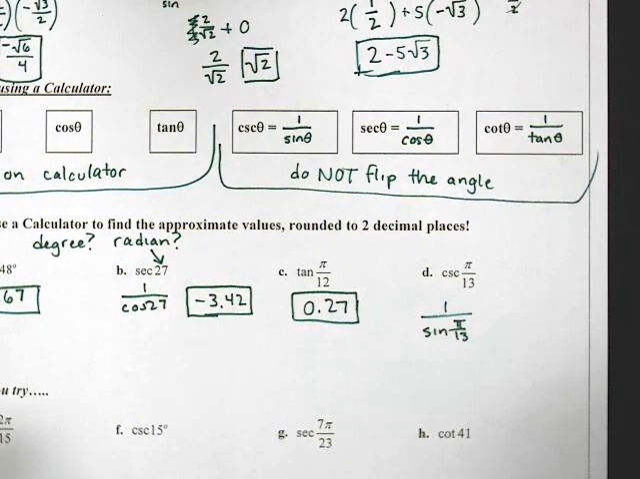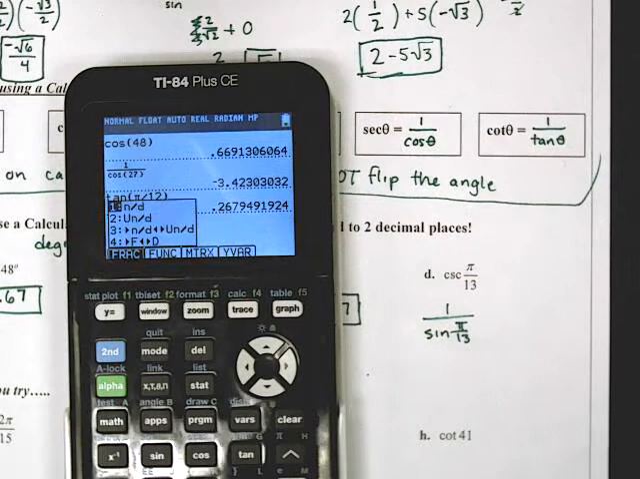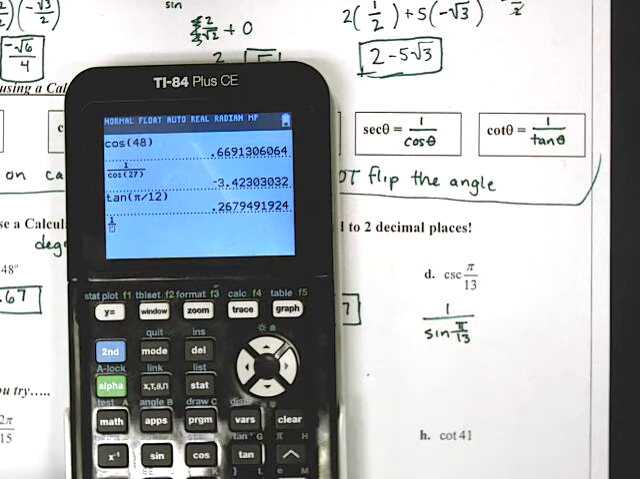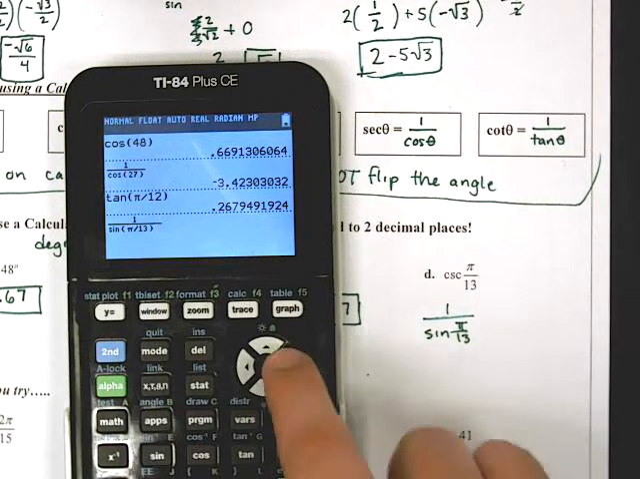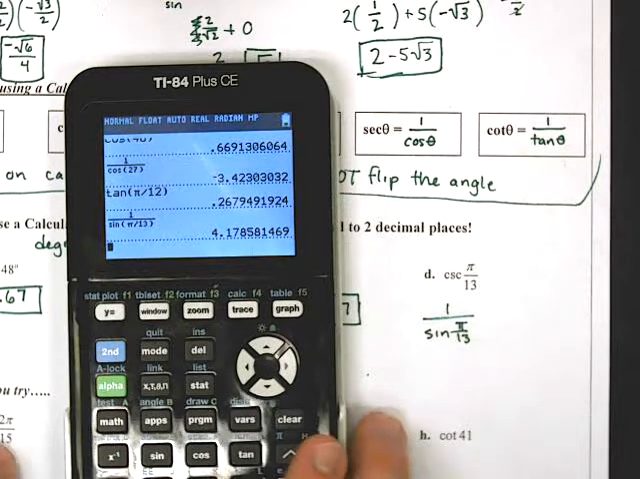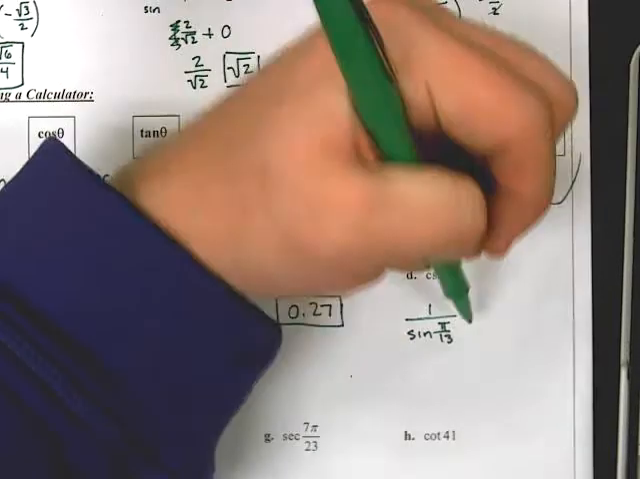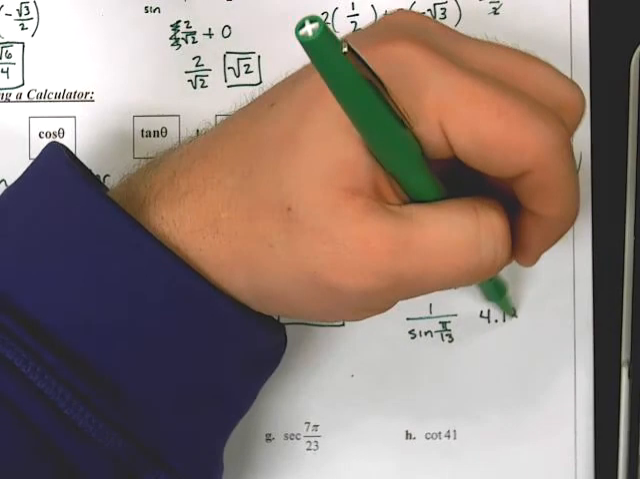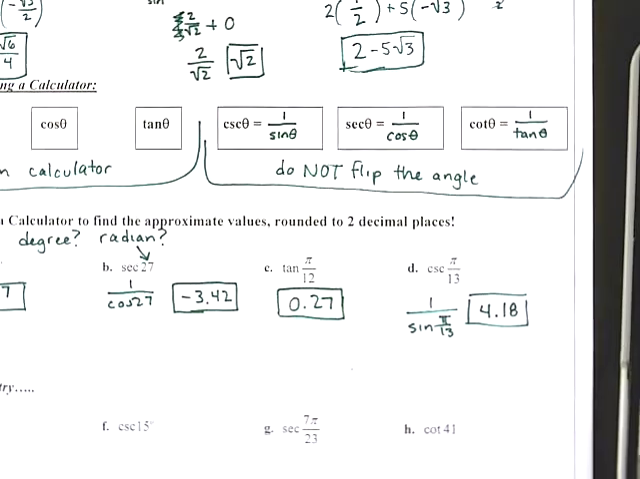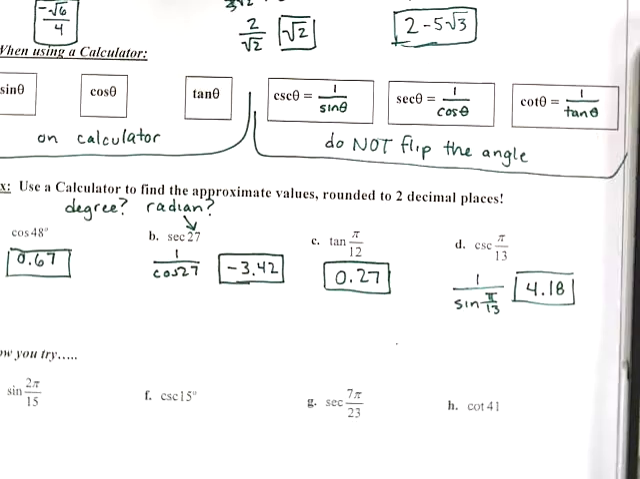All right? So, we can go back. 1 over sine pi divided by 13. I think we got that. We're good. We hit enter, and we are good to go. 4.18.